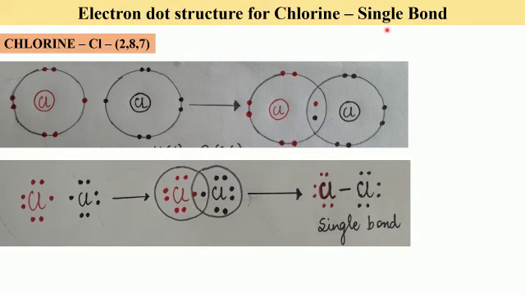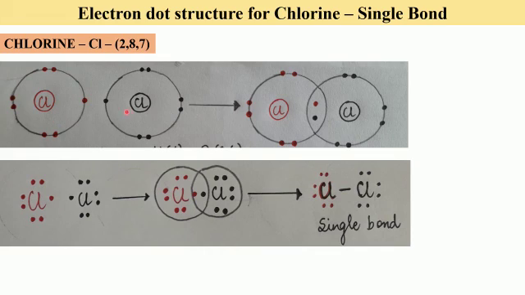Let us study one more example of single bond, that is the formation of chlorine molecule. The molecule of chlorine is formed due to two atoms of chlorine getting together. It is also a diatomic molecule. The electronic configuration of chlorine is 2, 8, 7. It needs only one electron to form an octet and achieve the electronic configuration of argon, that is 2, 8, 8.